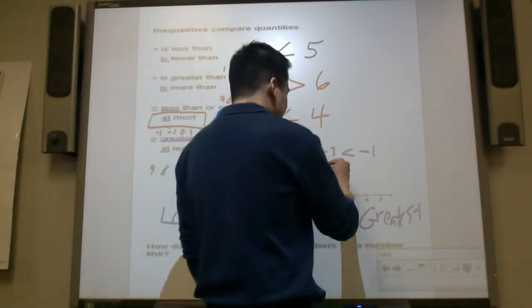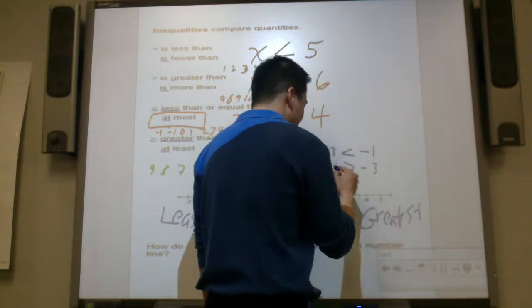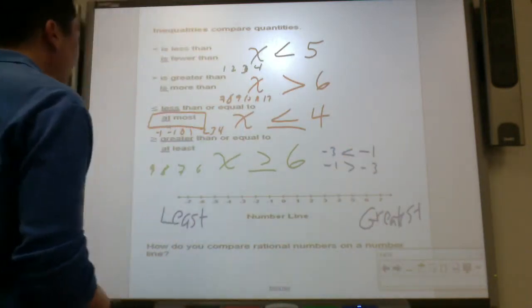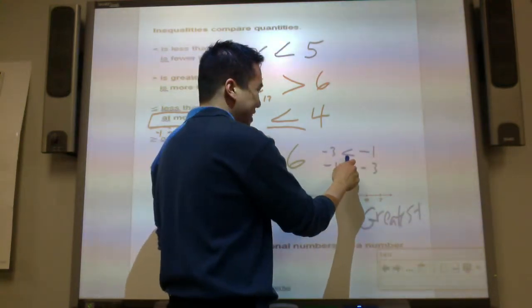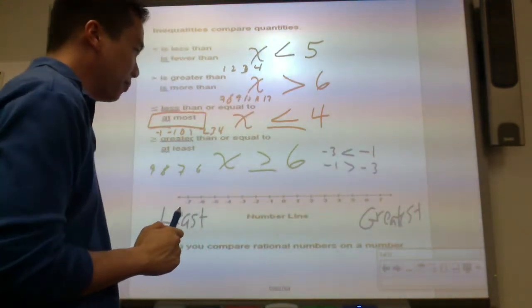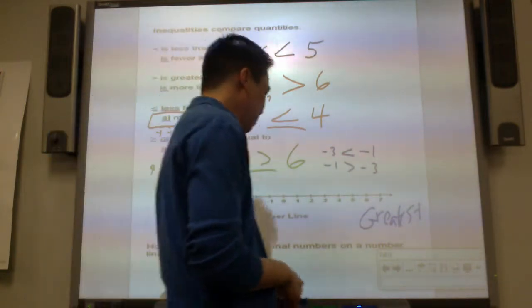Another way you could say it is, you write that this way. -1 is greater than -3. Many ways to do it. So -1 is greater than -3, or you can read it this way, -3 is less than -1. Either way is correct, it's how you say it.